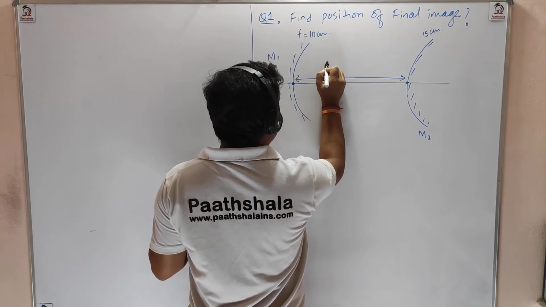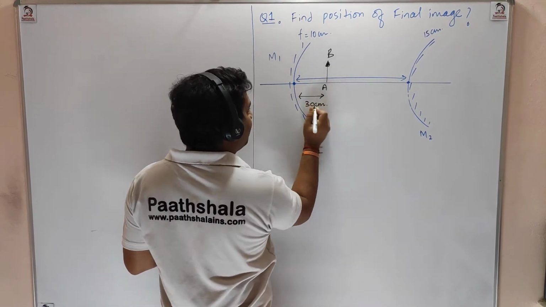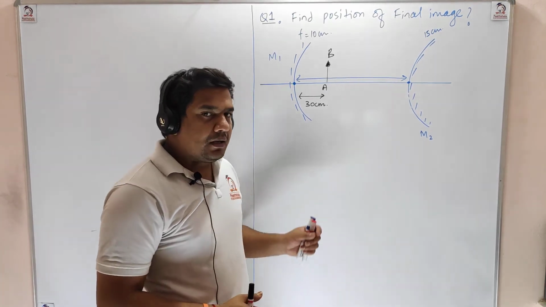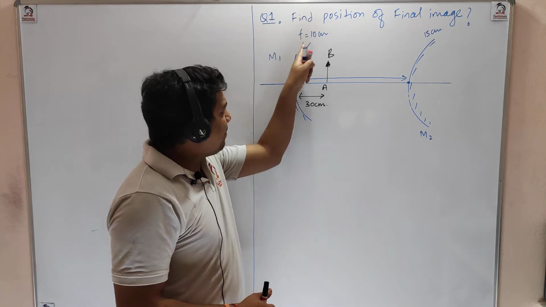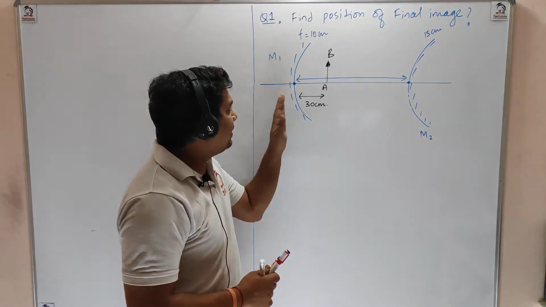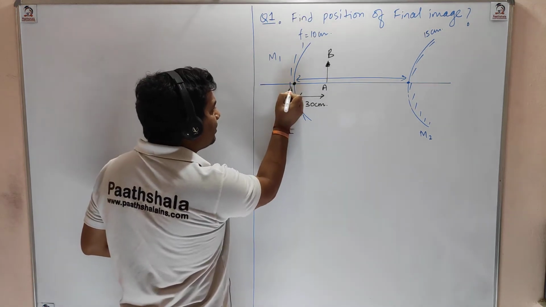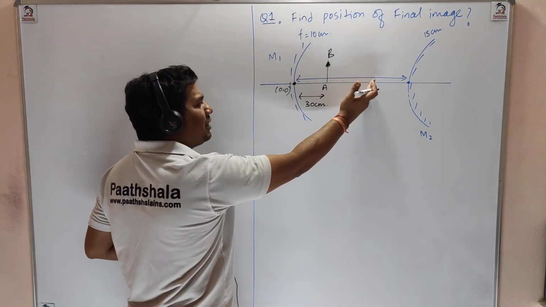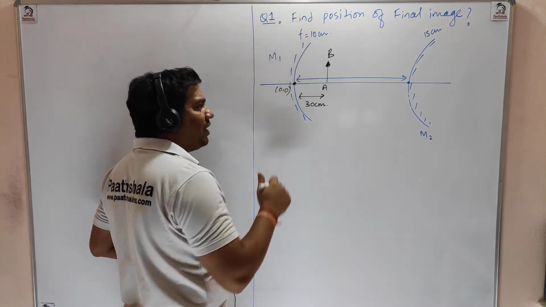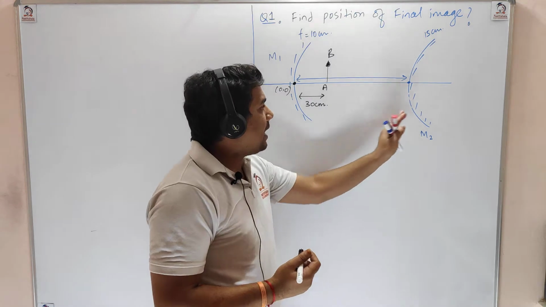This is an object AB kept at a distance of 30 centimeter from M1. Always take the first reflection from M1. Okay, we will consider M1 first and then M2. So when you are considering reflection from M1, consider the pole of M1 as origin. Okay, so this is your origin, 0, 0. Right hand side of origin is positive, left hand side of origin is negative. So we must take the first reflection from M1, and the first image of M1 will act as an object for M2.